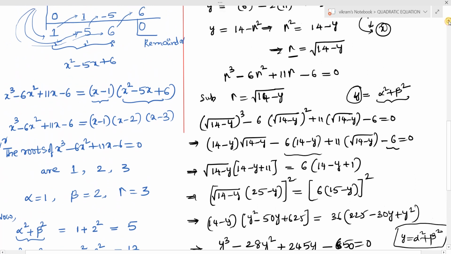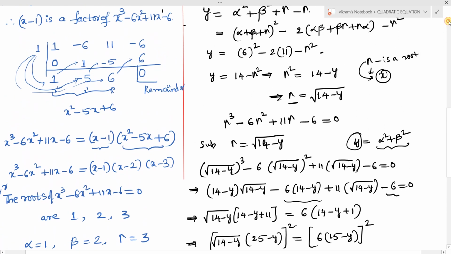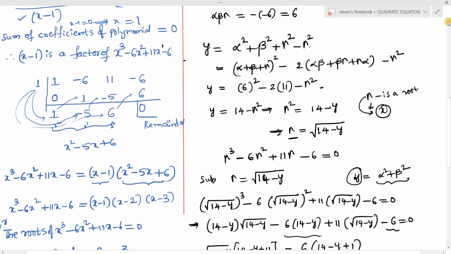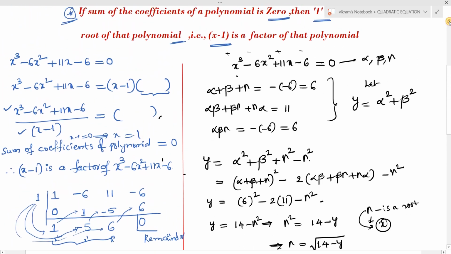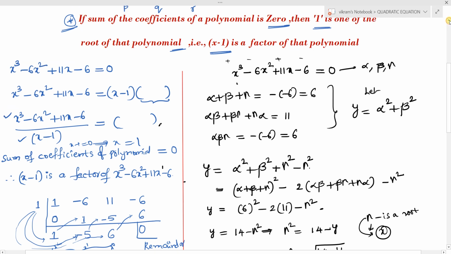One method is with the help of the factors. What is that method? If the sum of the coefficients is 0, that means 1 is a root. Then using that 1, use the synthetic division, then you will get the quadratic equation, then you will find the roots and substitute them, and our required equation is obtained.